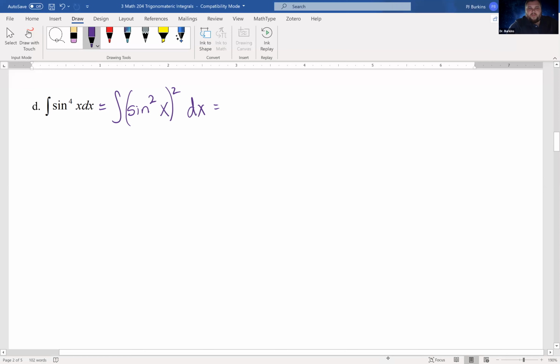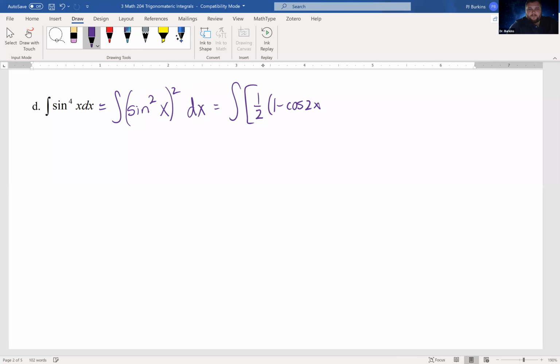That way I can replace the sine squared with 1/2, use a different bracket here, 1 minus cosine 2x. Right, so all I did so far was replace sine squared with its identity. But then I need to square that out. So that's 1/4, right, for the 1/2 squared.